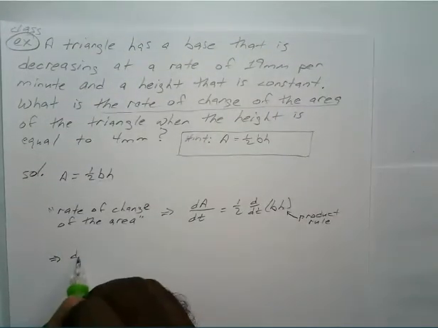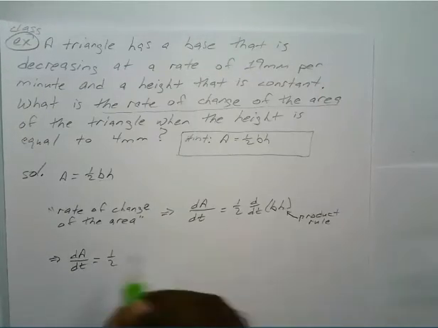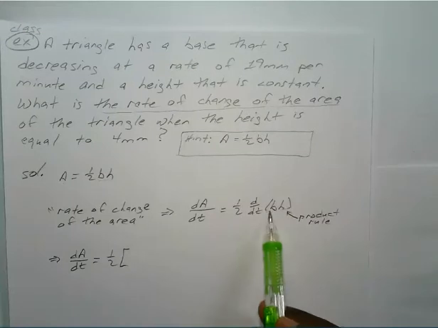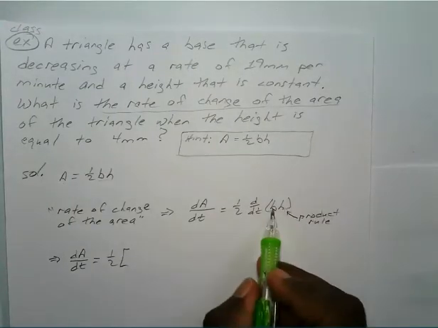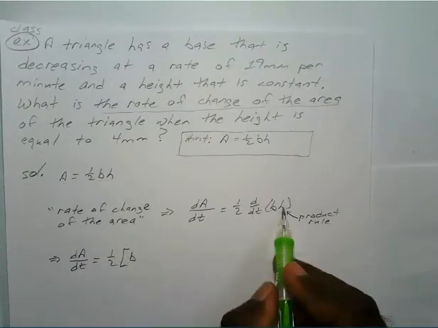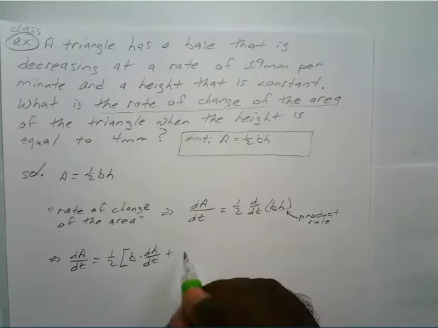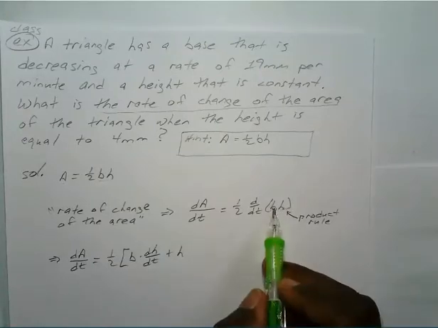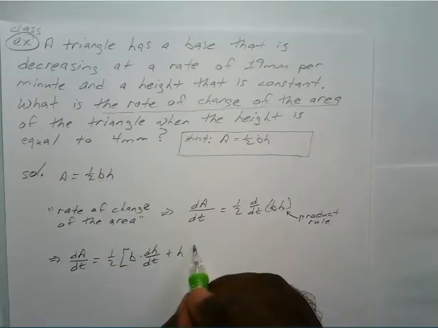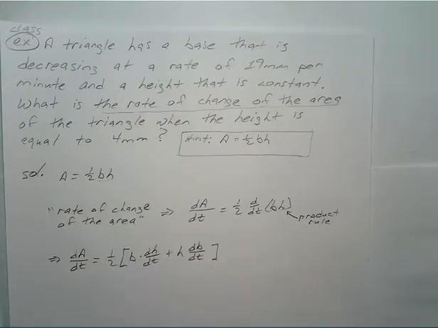Okay, so the derivative of the area with respect to time is equal to 1/2 times, you have the first times the derivative of the second plus the second times the derivative of the first. So we have the first times the derivative of h with respect to time plus the second times the derivative of your base with respect to time, or rate of change of your base with respect to time.